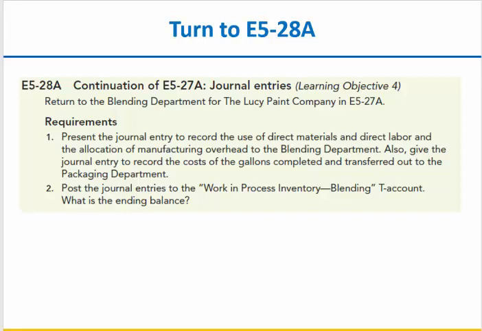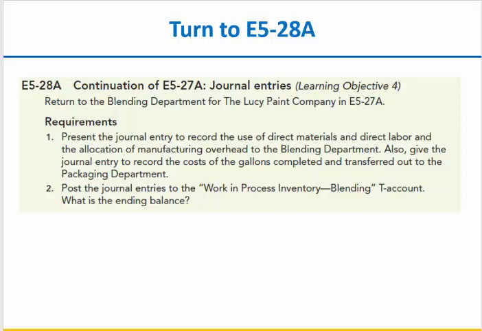If you look at this question, just before you go to E5 27A for the numbers, you can think that in your mind. It's kind of similar to the prior slides I just mentioned. So you're going to post the journal entry, direct materials to work in process cost flow, direct labor to work in process cost flow, and manufacturing overhead allocated to the work in process cost flow within blending.